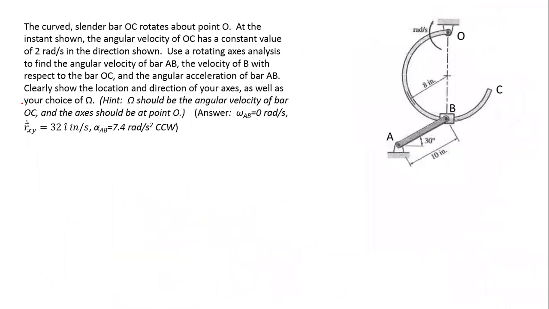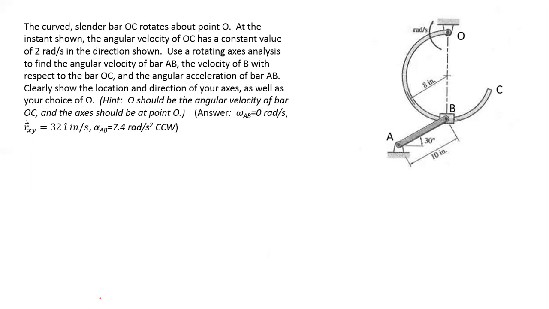If we look at this one, it says we've got this curved slender bar OC, and that one's rotating, as you see, at a constant value of 2 radians per second in the direction shown. Using the rotating analysis on this one, why do we tell you to do it with respect to OC? We actually gave you a little hint there. Does it make sense to everybody that you would want your rotating system to be with the curved bar? Okay.